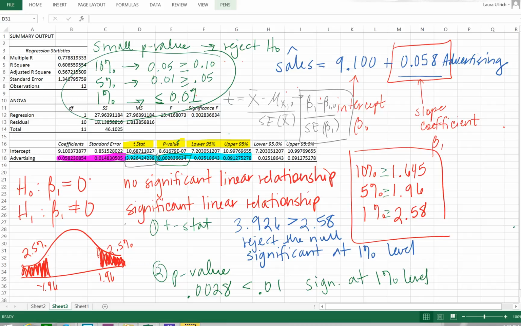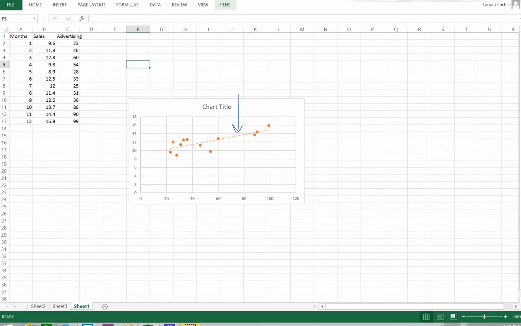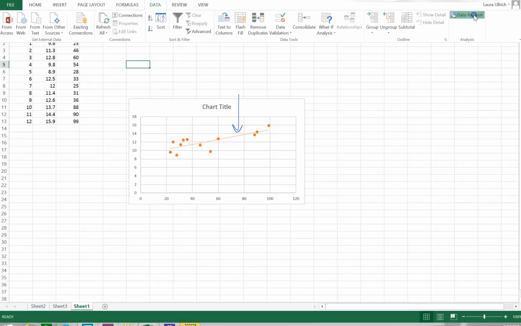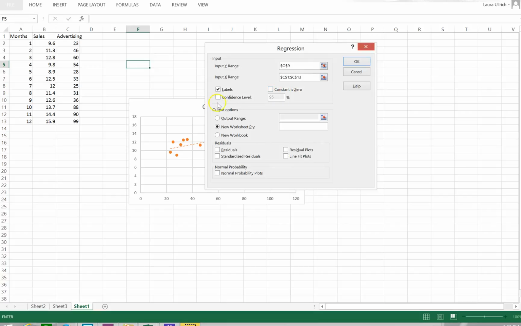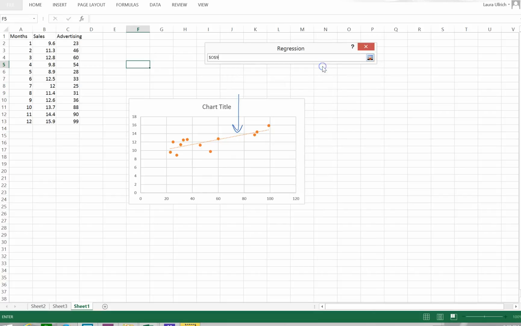Method 3, I don't suggest you really use this one just because the way the regression is set up, it's not really set up to do this way. But actually, I'm going to go back over here to sheet 1 and do the regression one more time. And when we come in here, you see right here where it says confidence level.